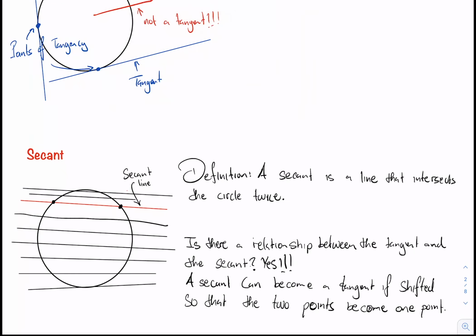So this is very important here. This is the main thing we want to recall or remember when we're dealing with secants. A secant is a line that intersects the circle twice, but it can become a tangent.